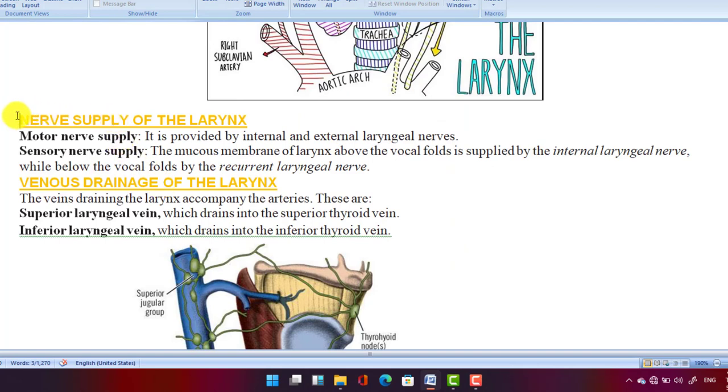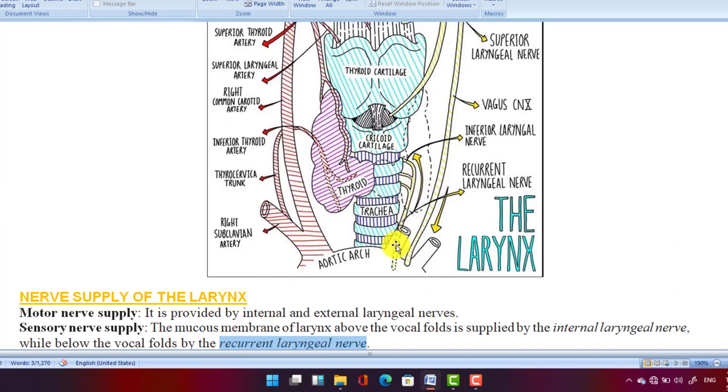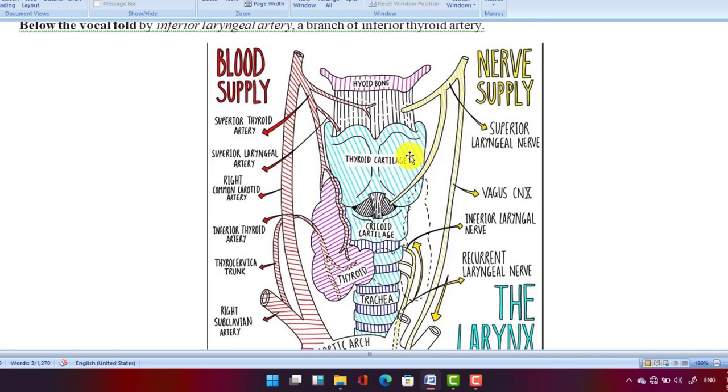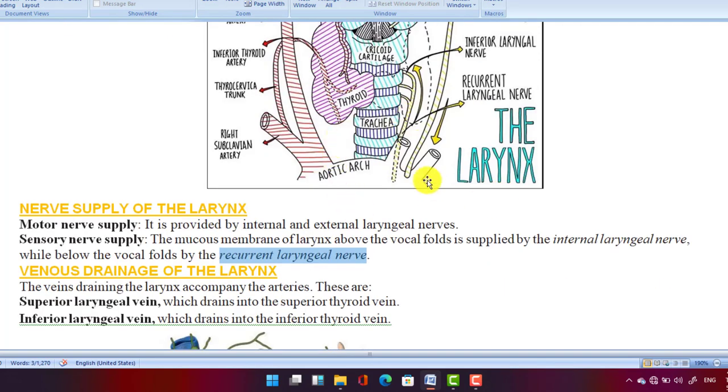Then what about the nerve supply or innervation? The motor innervation is provided by the internal and external laryngeal nerves, and sensory innervation is also provided. The mucous membrane of the larynx above the vocal folds is supplied by the internal laryngeal nerve, while below the folds it is the recurrent laryngeal nerve. You can see this is the recurrent laryngeal nerve, and this is the superior laryngeal nerve. So we say above the vocal folds superior laryngeal nerve, below the vocal folds recurrent laryngeal nerve.